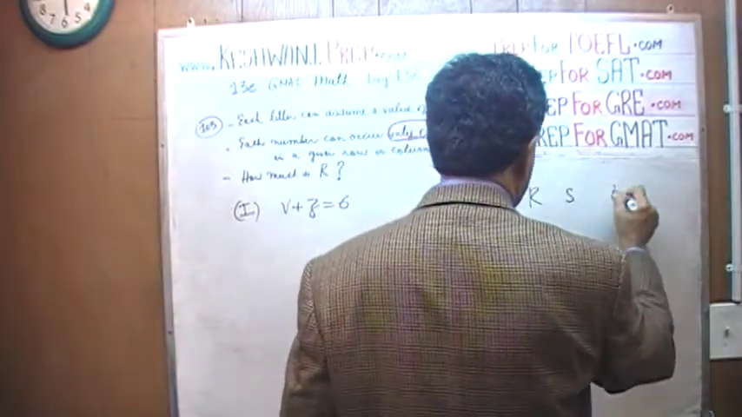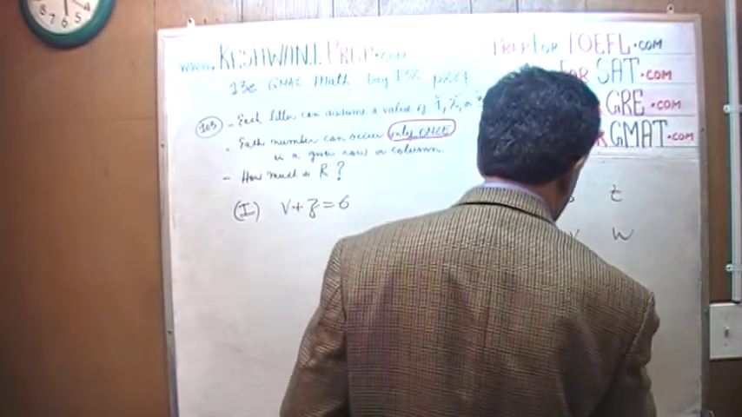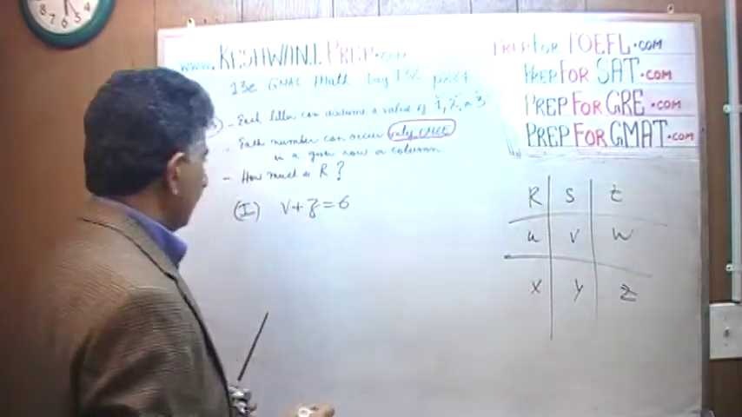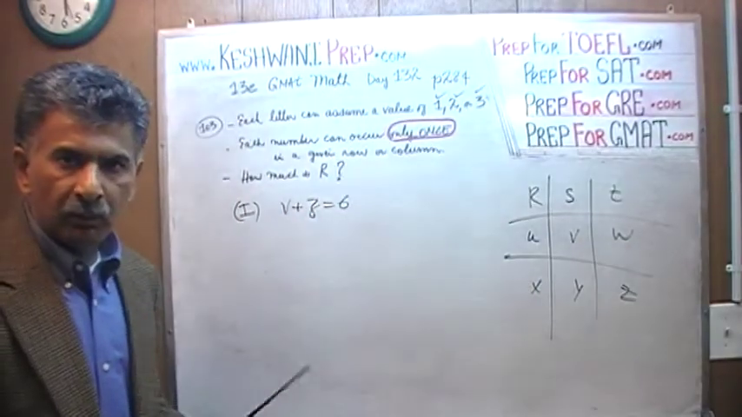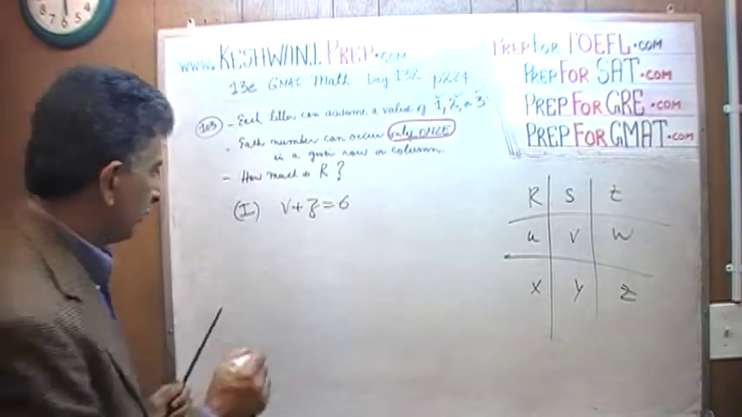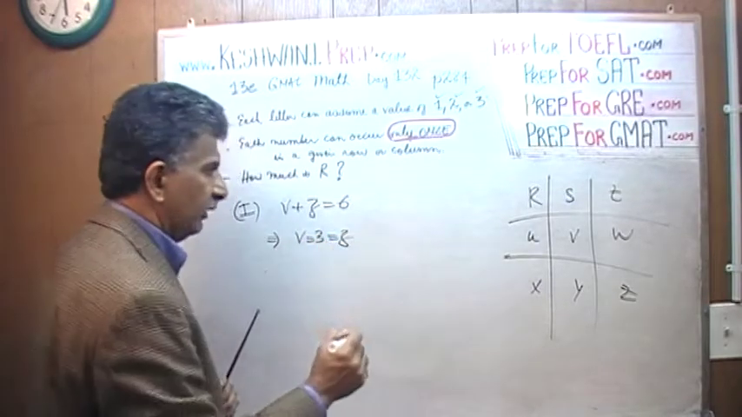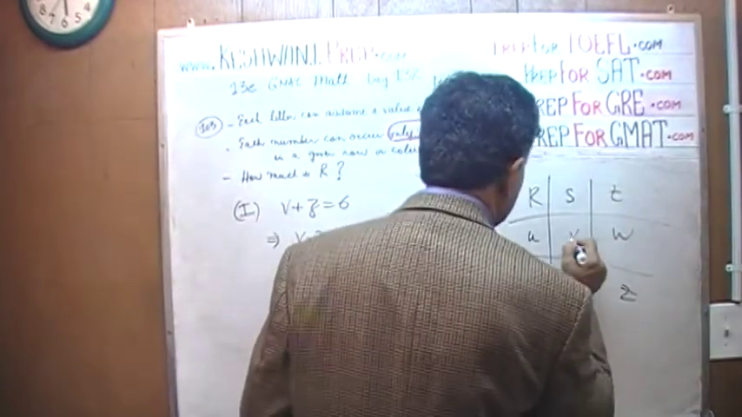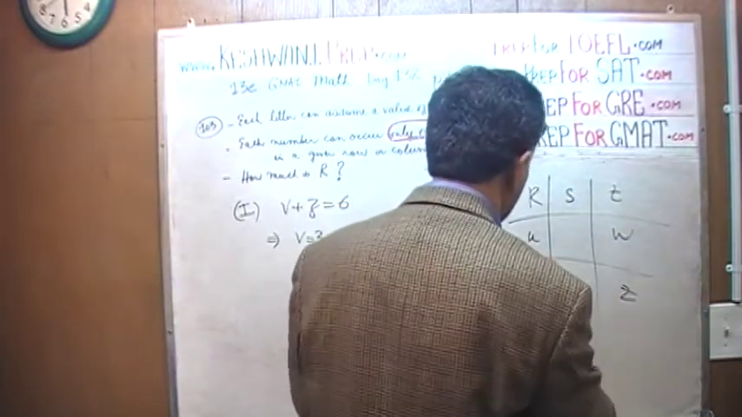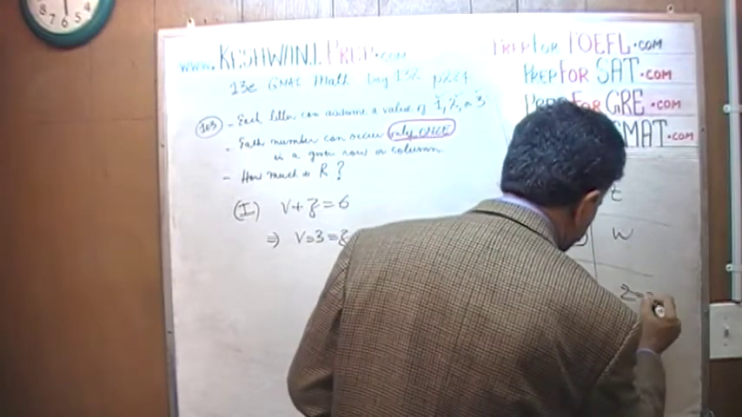R, S, T, U, V, W, X, Y, and Z. Now, I'm not going to redo all the work. We already did all the work, and based on statement number one, we know that this implies that V is equal to 3 and Z is equal to 3. So let's put them here. V is equal to 3. And Z is equal to 3.